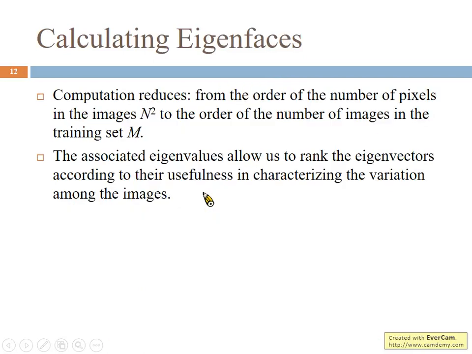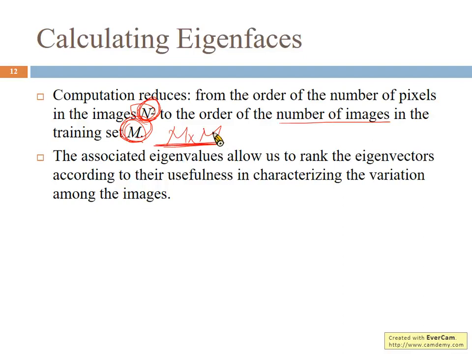By this method, we can largely reduce the computation from the order of the number of pixels in the image, n squared, to the order of the number of images in the training set, M. So originally, we find the eigenvalues and eigenvectors from an n squared by n squared matrix. And right now, we just need to calculate the eigenvectors and eigenvalues from an M by M matrix.